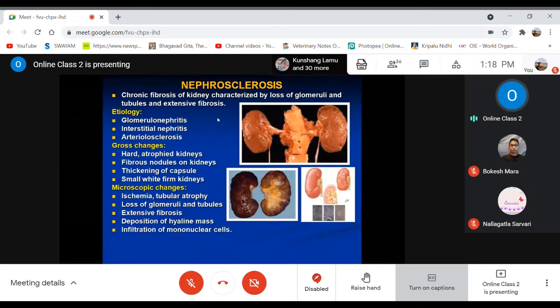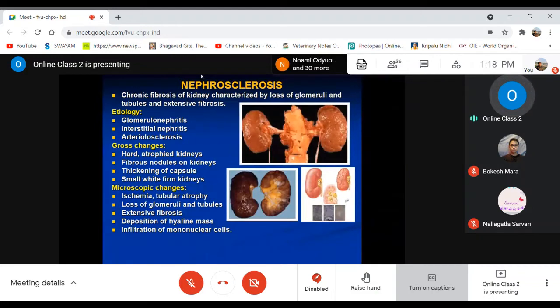Similarly, in the case of the kidneys, the urinary system, when we are talking particularly about the kidney, when it is showing chronic fibrosis, leading to very hard and firm kidneys. Okay, so that very condition is known as nephrosclerosis, where you may have a loss of glomeruli and tubules, as well as very extensive fibrotic changes, fibrosis.